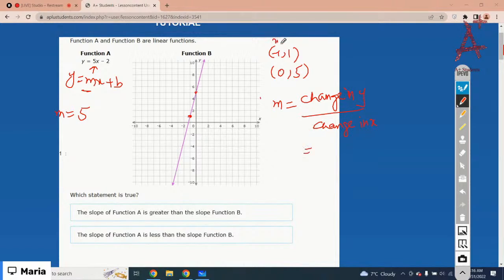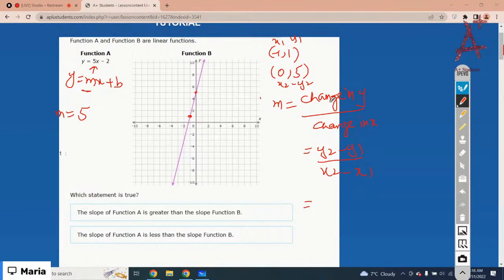That would be x1, y1, and this is x2, y2. So the slope is y2 minus y1 divided by x2 minus x1. Got it? If you have any question, you can just write the question in the chat box. I'm here to answer all your questions.